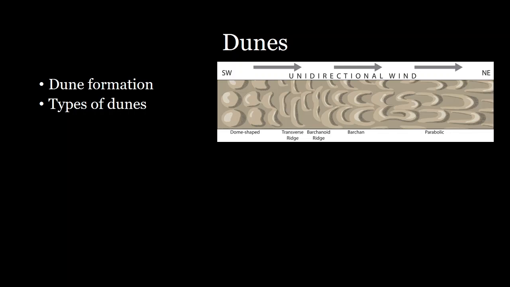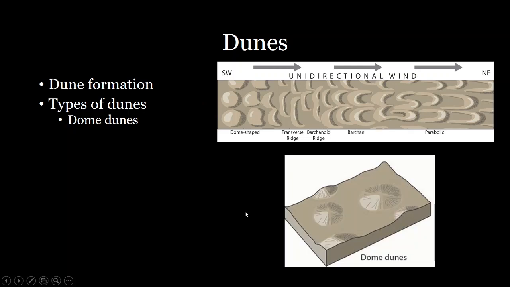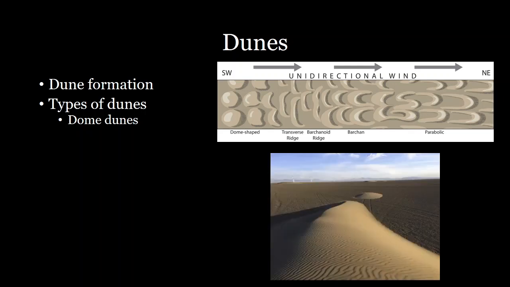So first we'll talk about dunes that are formed from unidirectional wind. That's wind that's coming from one direction. And the first type are dome-shaped dunes. They tend to form whenever you have a pile of sand that builds up that's not exposed to that extensive of wind, and so it's not being blown or shaped in any way to be more aerodynamic. You can see an example of a dome dune here, and so it's basically just a pile of sand that's exposed to only a small amount of wind.